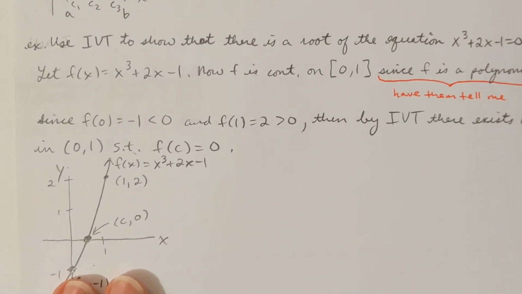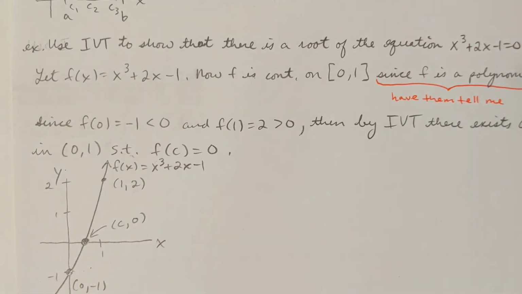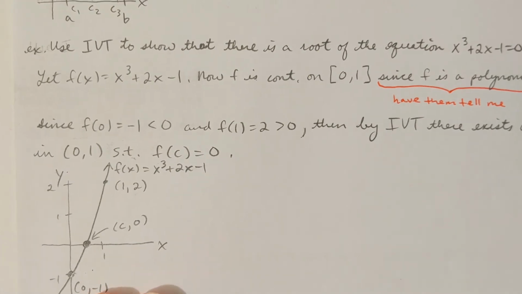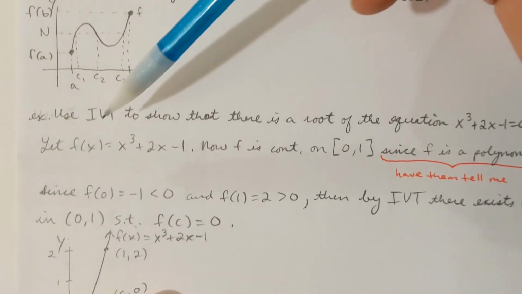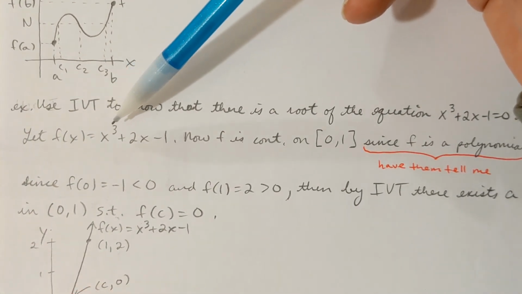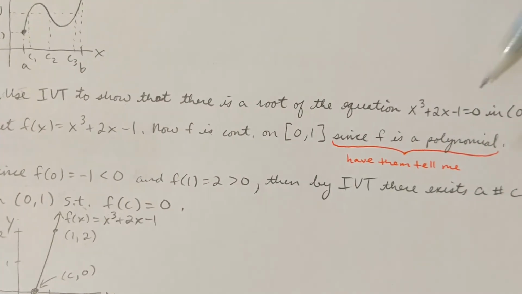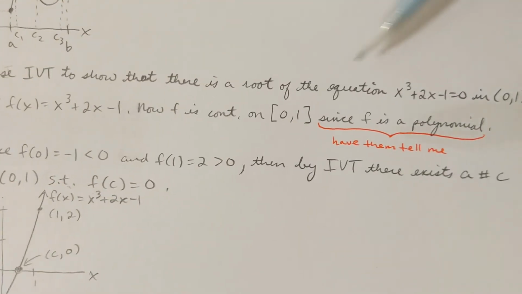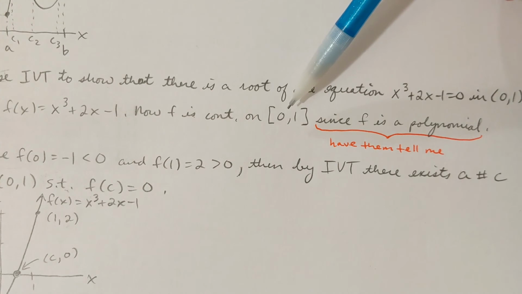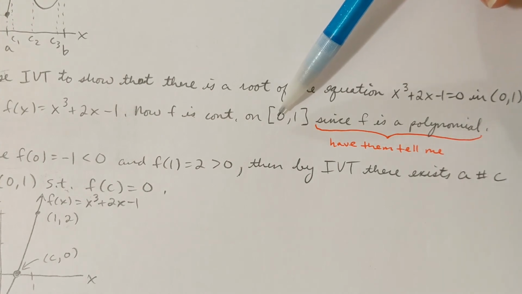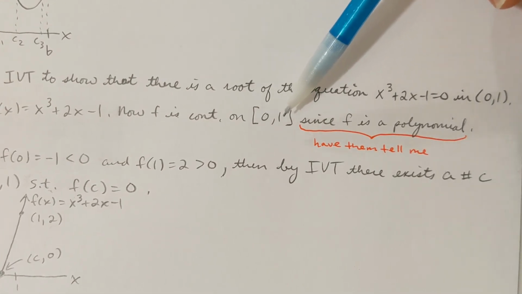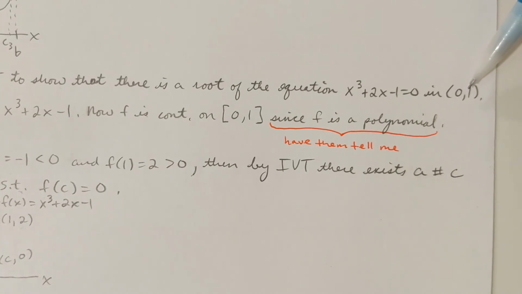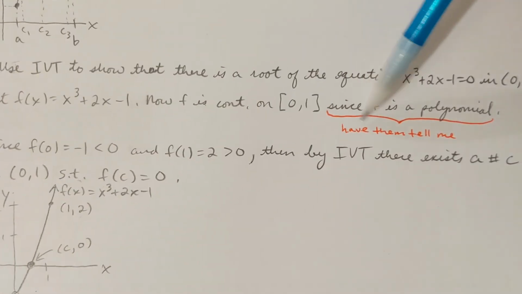Well, in order to show that, I can use the intermediate value theorem. Now, in using the intermediate value theorem, I need a function. So let f of x be equal to x cubed plus 2x minus 1. That's on the left side of this equation here. Now, f is continuous everywhere, since f is a polynomial. Polynomials are continuous everywhere, right? So, of course, f is going to be continuous on the closed interval 0 to 1. Be sure that you tell me that, okay?